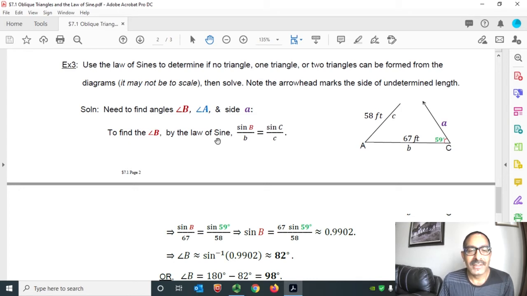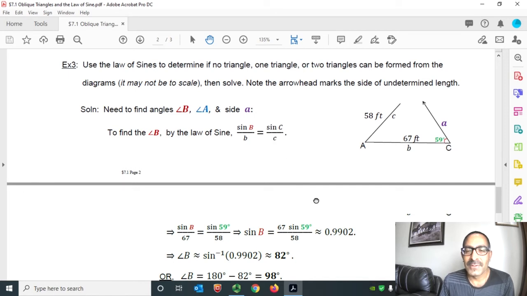Great. So now begin the solutions. We need to find out the angles B, this angle here, angle A, and side A, given angle C and given two sides C and B. Awesome. Now to find the angle B, let's apply the law of sines. These two ratios are equal: sine B over side B equals sine C over side C.